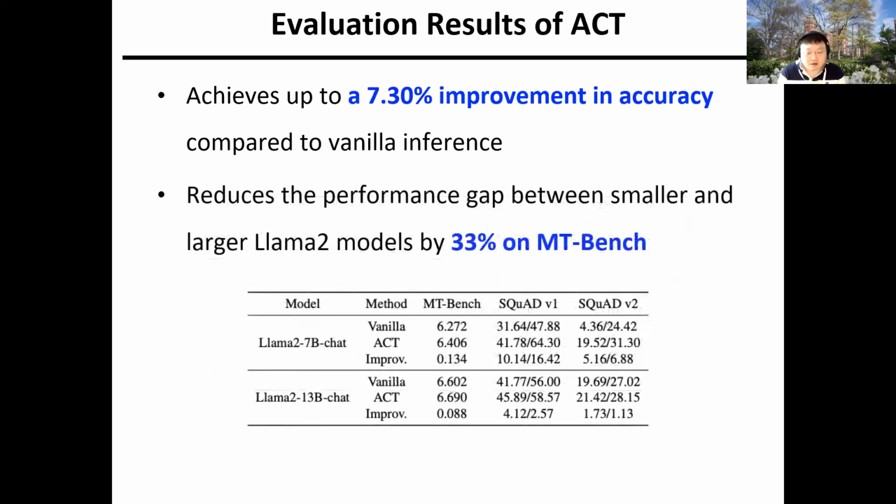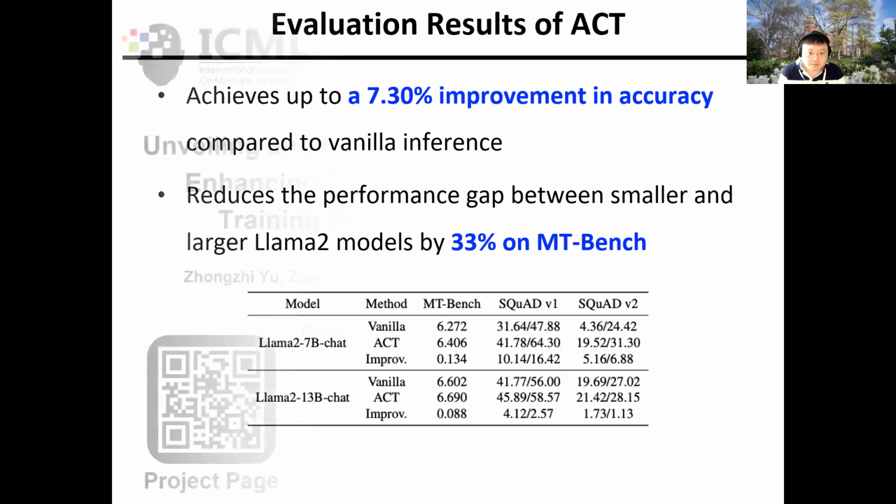Further, we found that even on a challenging multi-round conversation dataset, MT-Bench, calibrating attention reduces the performance gap between smaller and larger Llama 2 models by 33%, showing its promising capability for improving the performance of large language models without any training, on the fly during inference.